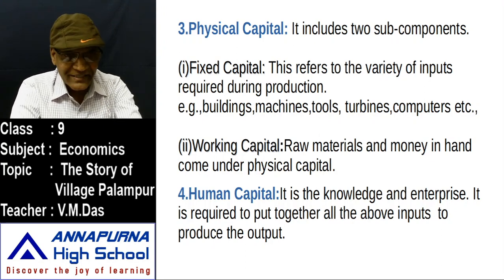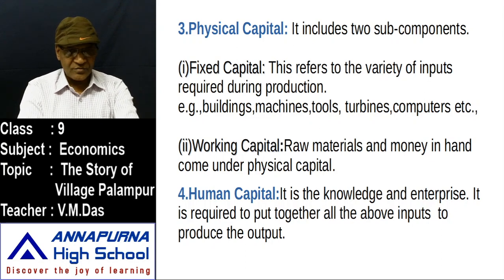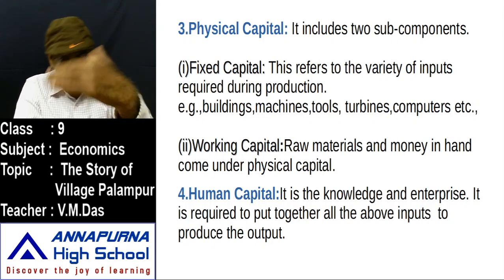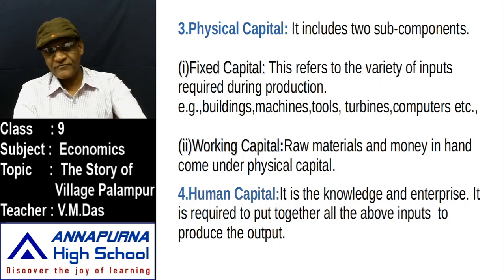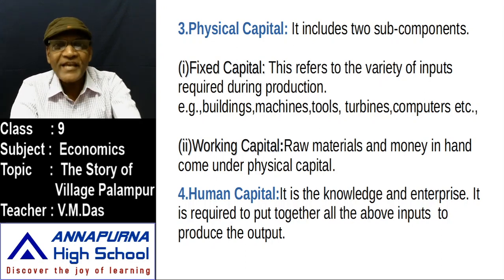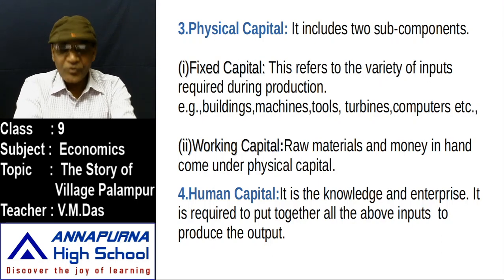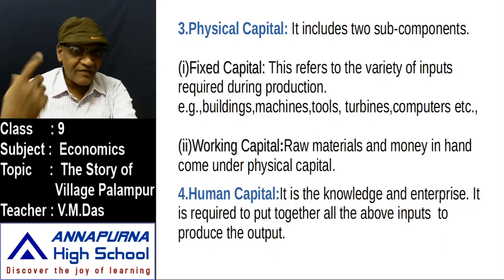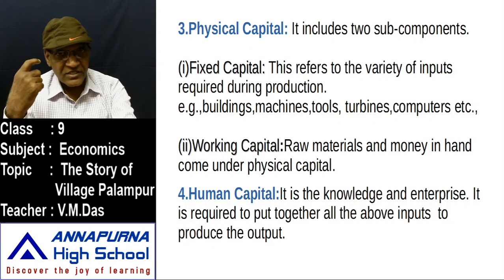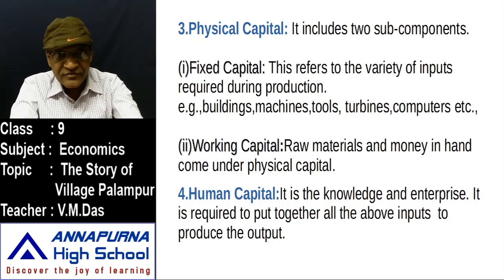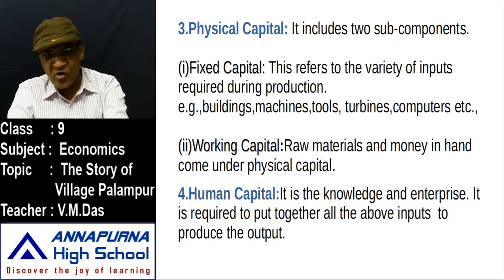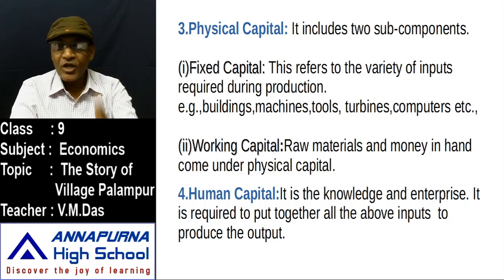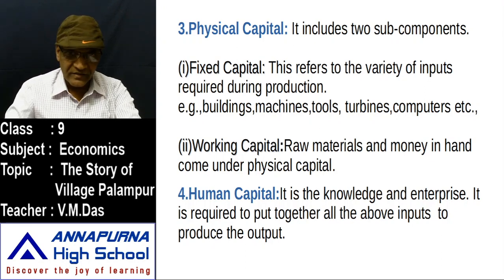It is required to put together all the above inputs to produce the output. We may have all three types of factors of production, but if we don't have human capital, all of them go in vain, they become waste. So human capital is very important. By using our intellect, our skills, our abilities, we make different kinds of goods and services. That's why human capital is a very important factor of production, my dear children.